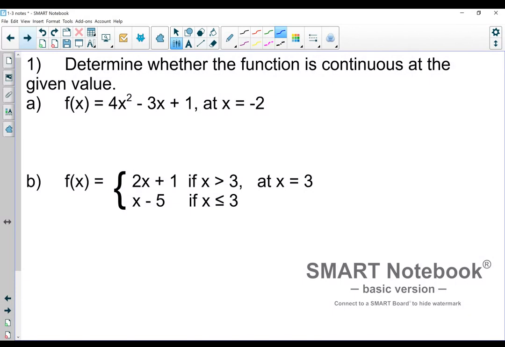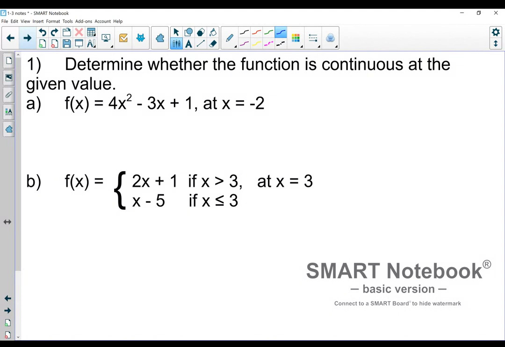For the first problem, we're going to be determining whether the function is continuous at the given value. The math for these problems is not very difficult, but again, we've got to think about everything we know about functions, how they work, what the shape is, what things look like. We really have to have a lot of knowledge to be able to do problems like this.